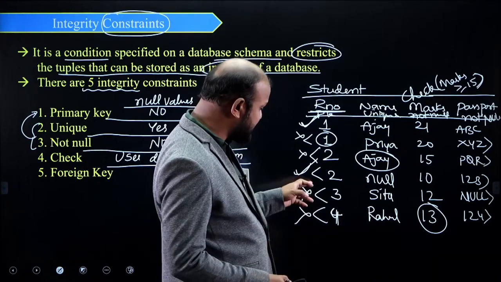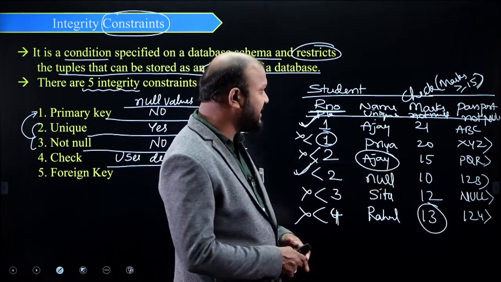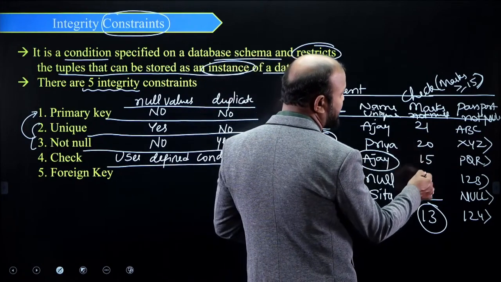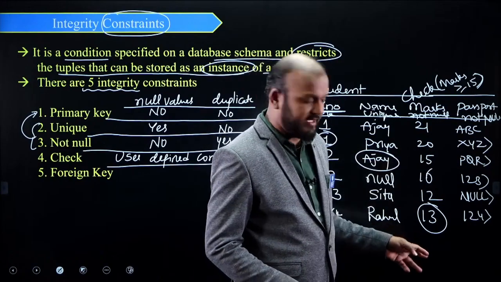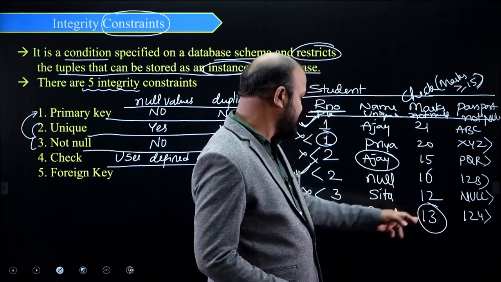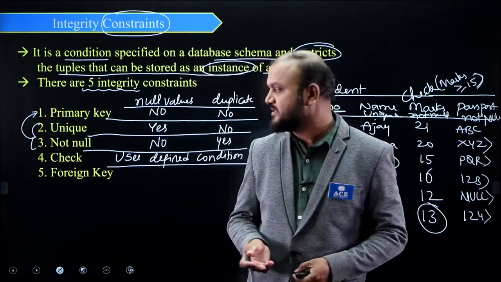And you see the existing data also. Look, 2, null, 10. Because of the 10, this is also going to be rejected. It could be something more than 15, right? So here this is rejected because it is violating the check constraint. You can write your own conditions.